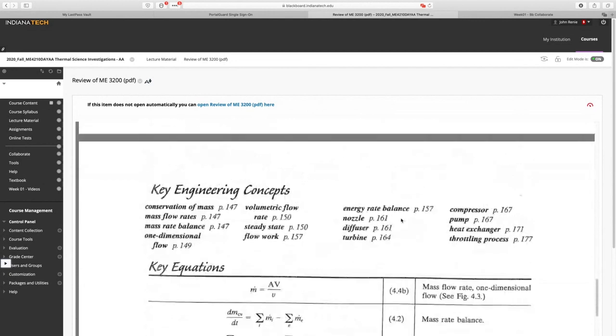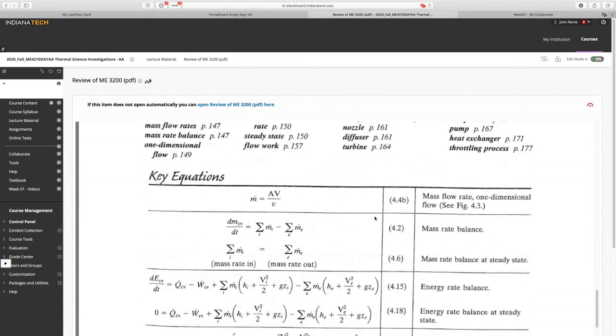Okay, I'm going to stop at this point. The next chapter we're going to look at, chapter 4, is where we start looking at the conservation of mass and the conservation of energy associated with a flowing system. So we'll pick up here next time.